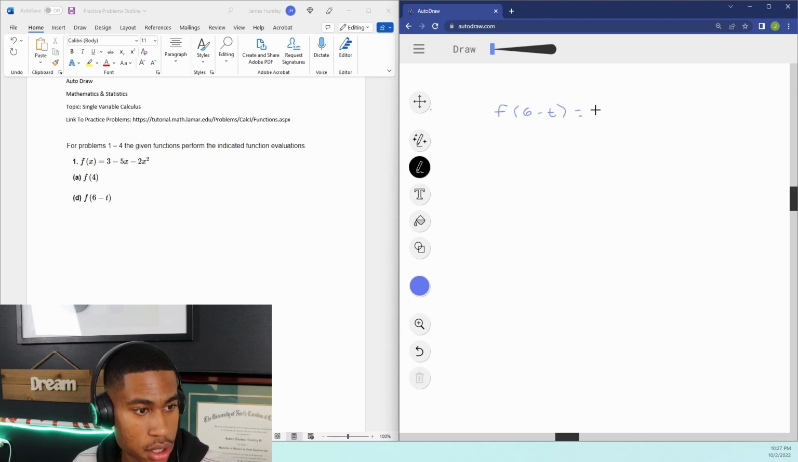All right. So we're going to do the same thing, except for every time we see x, we're going to plug in 6 minus t. So 3 minus 5 times 6 minus t.